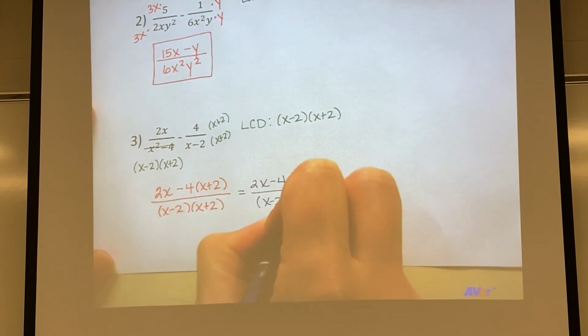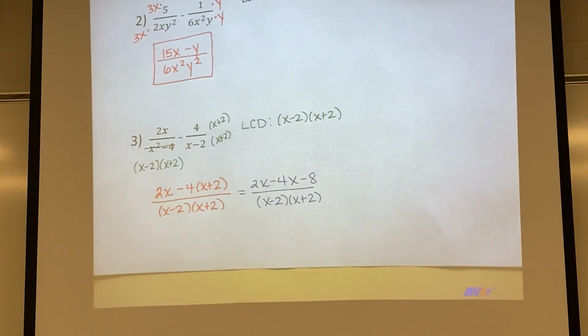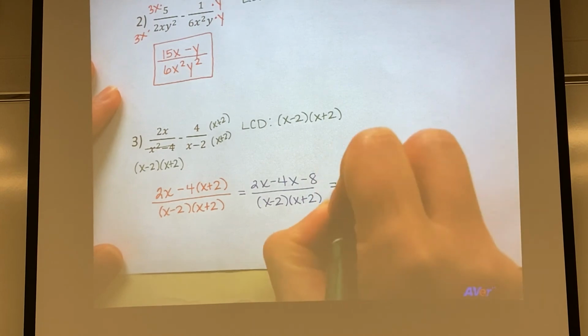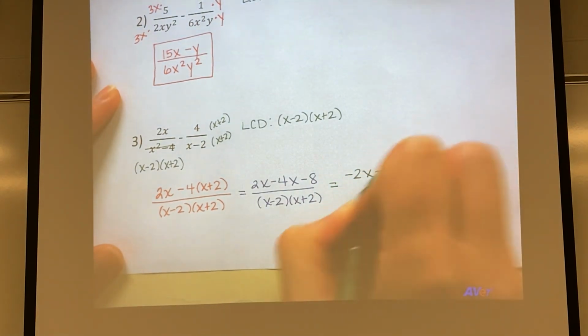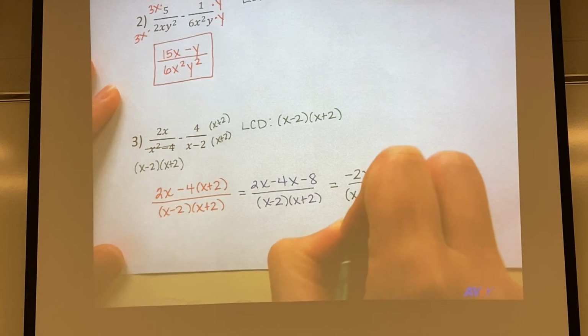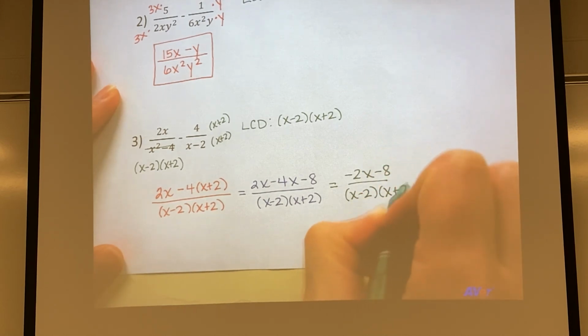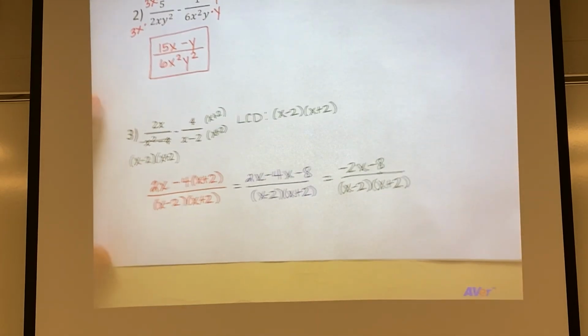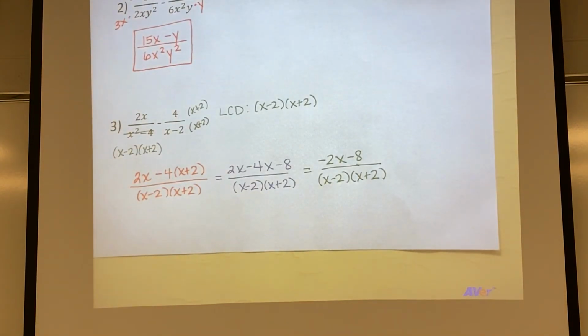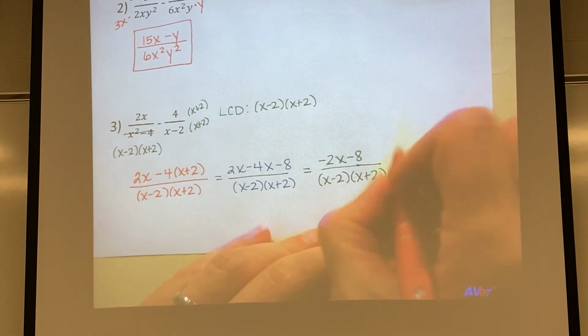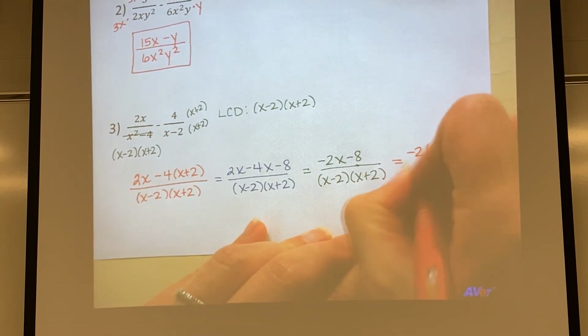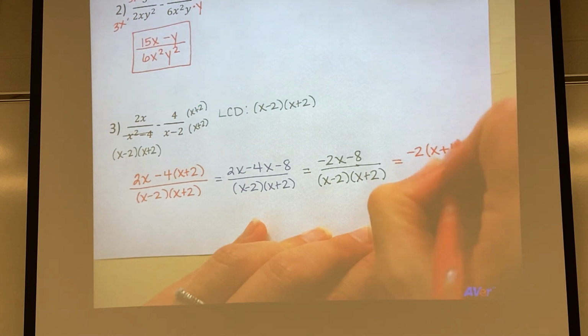And then we can combine our 2x minus 4x. 2x minus 4x is negative 2x minus 8 over our LCD. And then we even have one more step to go after this. Once you've simplified, you need to look to see if there's anything else you can factor. And our numerator has a GCF, so we need to take a GCF out of our numerator. So if we divide out a negative 2, we're left with x plus 4.